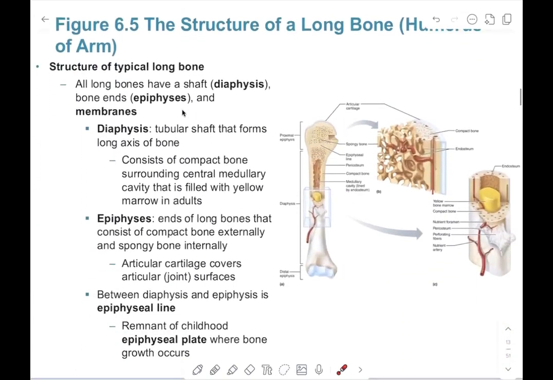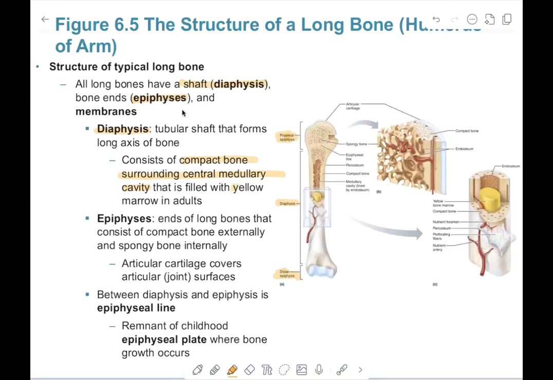Our next slide is now going a little bit more in depth. This is the structure of a long bone, and all long bones have this shaft called the diaphysis, which I've already mentioned. Bone ends are called epiphyses. There's a proximal epiphysis and a distal epiphysis. And the diaphysis is this tubular shaft that forms a long axis. It has compact bone surrounding the central medullary cavity.